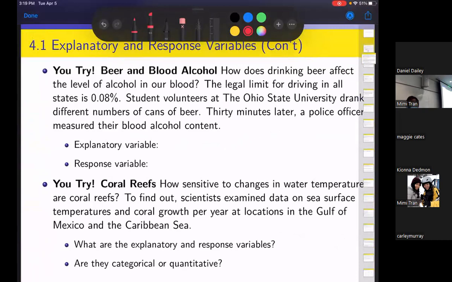All right, let's try this. Beer and blood alcohol. Just read it carefully and then put your answer in the chat for me. What is the explanatory variable and what is the response variable?